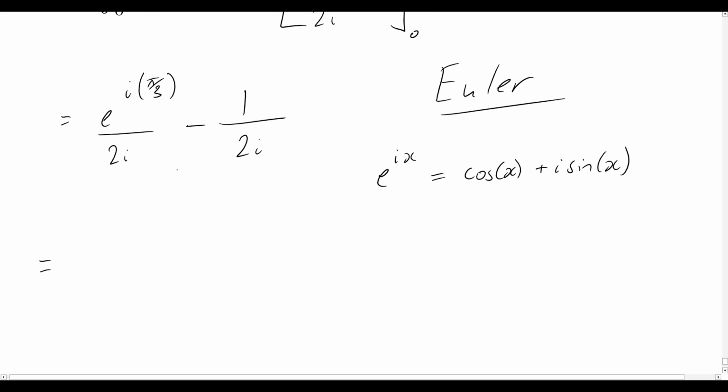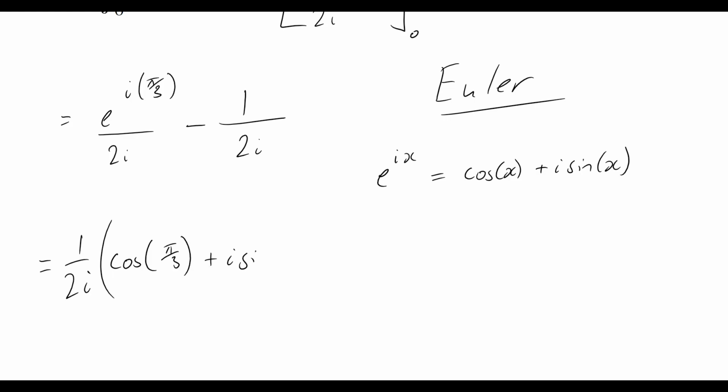So what we notice as well is that we've got a common factor of 1 over 2i, so we're going to take that out the front. And now let's start writing out what we've got left over. So e to the i pi on 3, from Euler's formula, we know that we can just write that out as cos of pi on 3 plus i sine pi on 3. Okay, and then we'll just have that minus 1 on the end there as well.